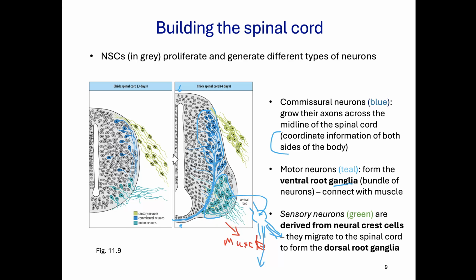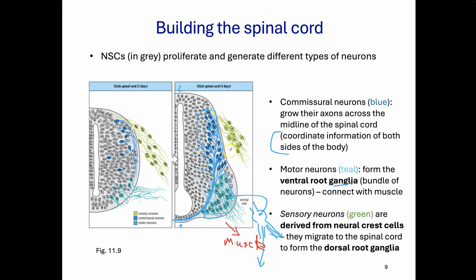So they are making their way out to innervate the muscles of the body, so that you can move your arms and your legs and twist your back around if you're looking at something, etc. All this kind of thing.